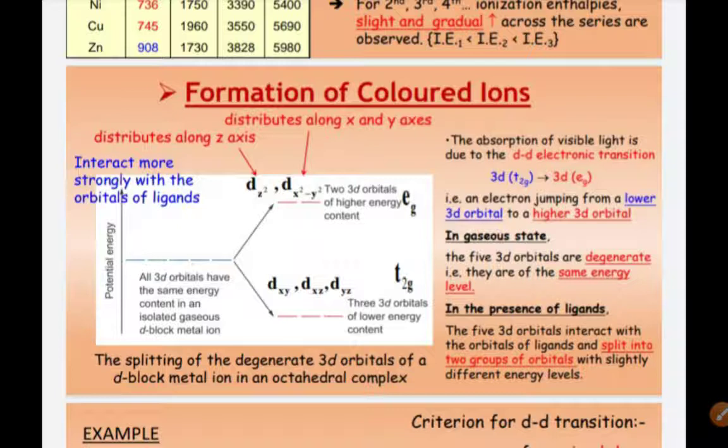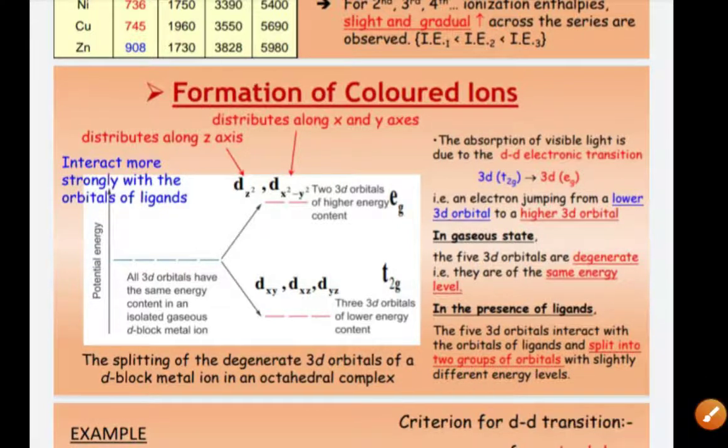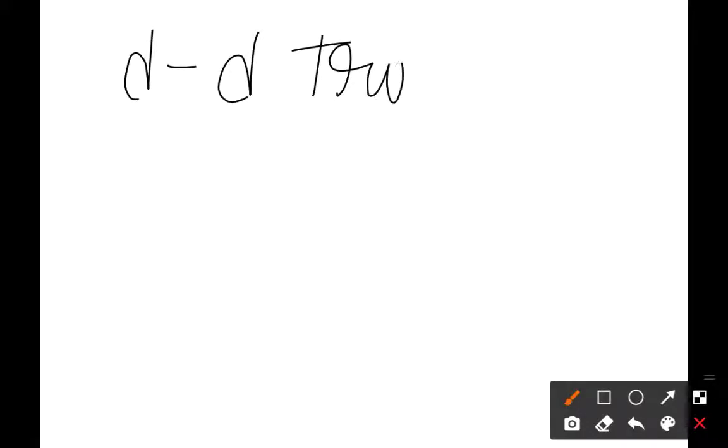So the question is asked: why do transition elements form colored ions? One basic thing that you need to remember is the term d-d transition, d-d electronic transition. So if the question asks why transition elements form colored ions, what will you write? You will write: due to d-d transition. Now what is it? I will explain it to you. What is d-d transition?